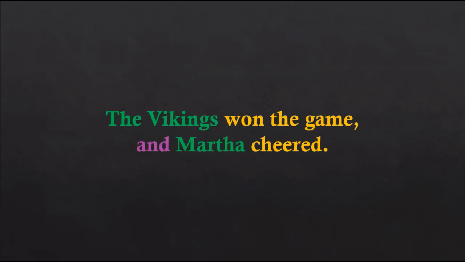A sentence might also join together multiple independent clauses with a word like and or but, as in this example. The Vikings won the game could be a complete sentence on its own, and Martha cheered could also be a complete sentence on its own. But we're certainly allowed to connect these independent clauses in a single sentence using the word and, which is another type of conjunction called a coordinating conjunction. The most often used coordinating conjunctions to keep in mind are and, but, or, and so. Here, we might alternately say the Vikings won the game, so Martha cheered.